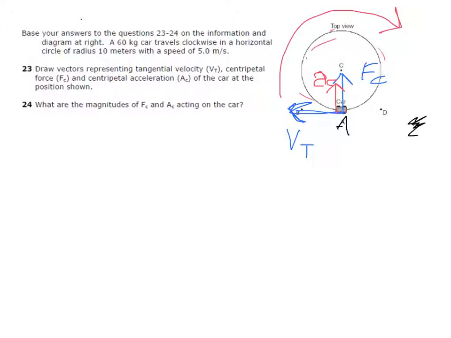So we have the force and the acceleration both towards the center of the circle. They're in the direction of C, if A is down here. And the velocity is in this direction, the tangential velocity. Notice that they are at right angles to each other.